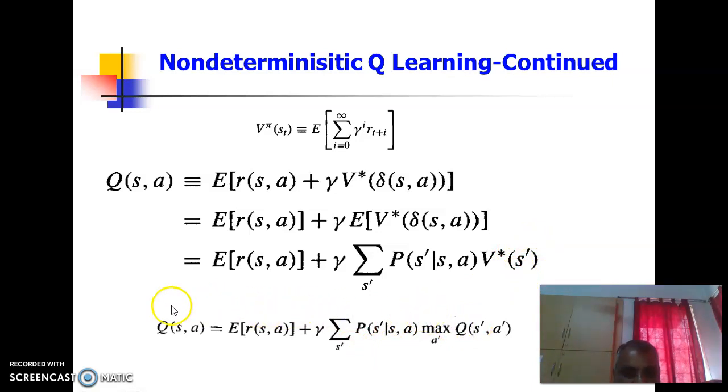And I hope you understand. I have tried to simplify this mathematics. I hope you understand.